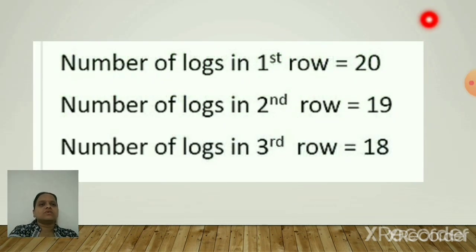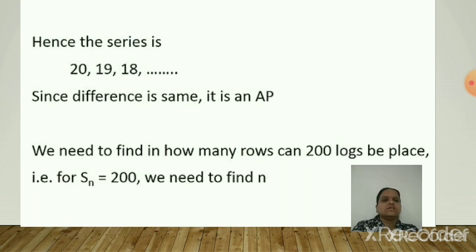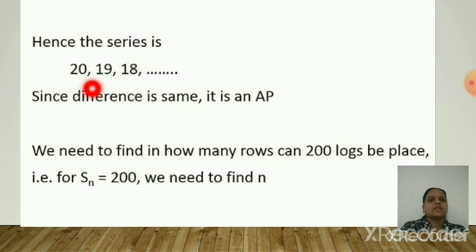The number of logs in the first row is 20. The number of logs in the second row is 19. The number of logs in the third row is 18. Therefore, what we can say, the series will become 20, 19, 18 and so on in decreasing order, but the difference will remain the same, as 1. Therefore, the given sequence is an AP. We need to find in how many rows the 200 logs can be placed. So Sn is equal to 200, and we need to find the n value.